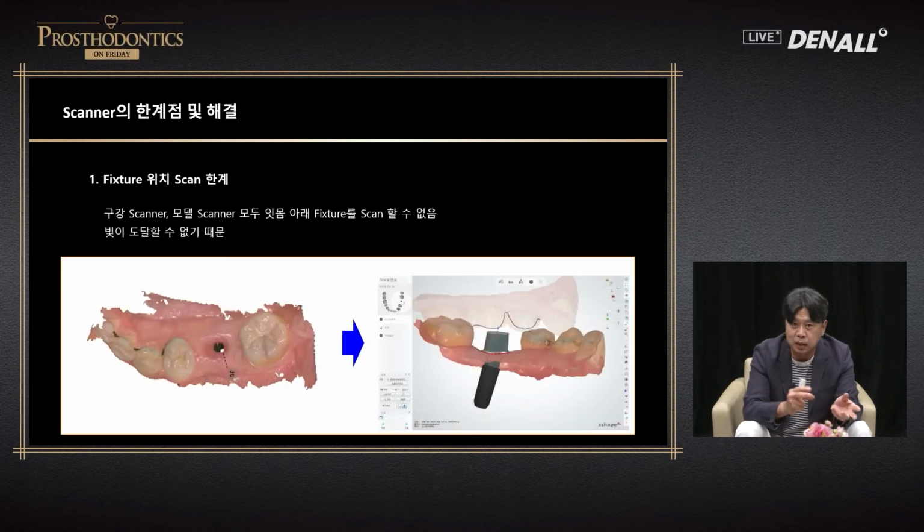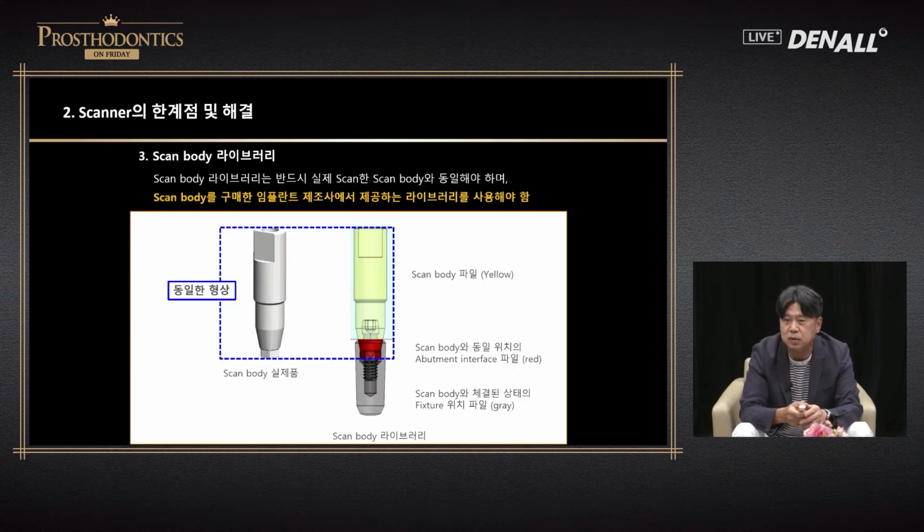With pickup impression coping or analog impression coping, the implanted position cannot be directly acquired, so impression coping is used. Digital impression taking is the same. We cannot see the fixture. It's in the dark, so a scan body is connected. The scan body looks like this. It is a long cylinder, and there is a deep cut at the top.